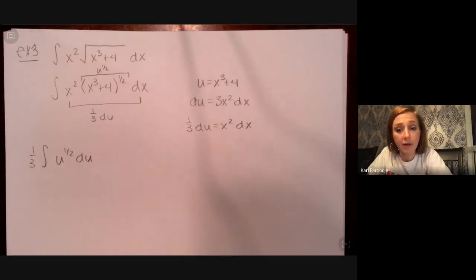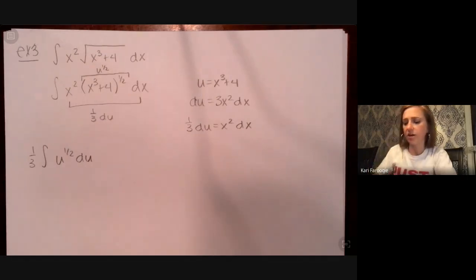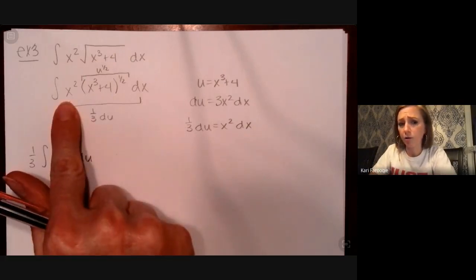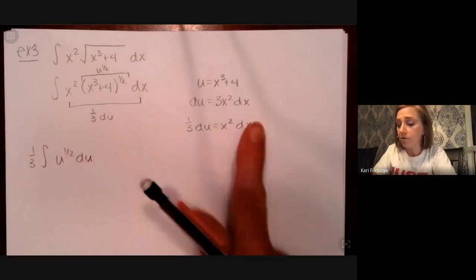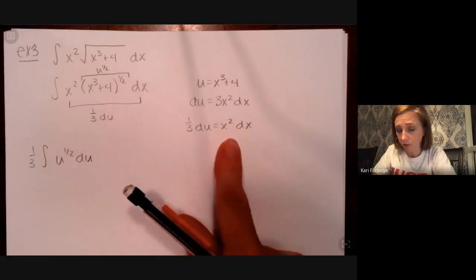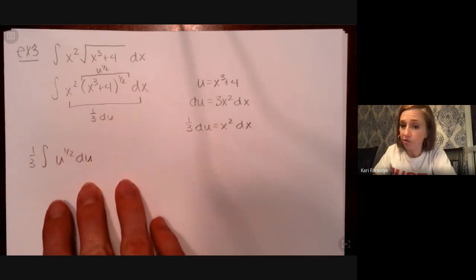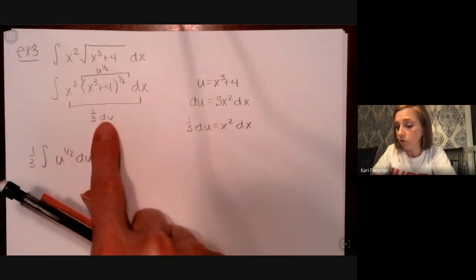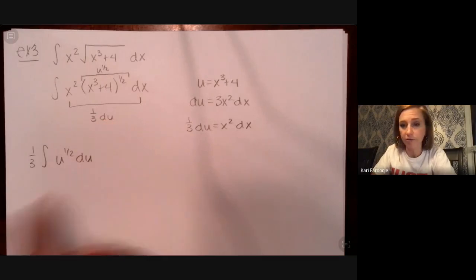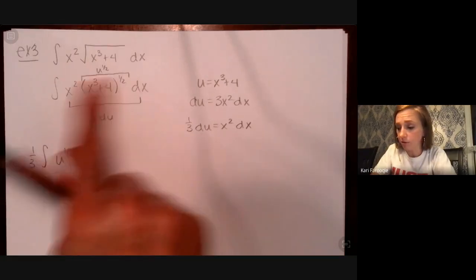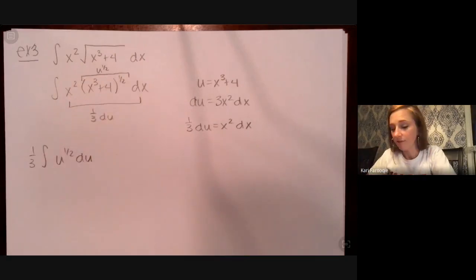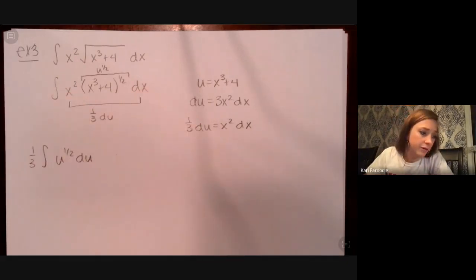Now, sometimes this bothers students when they notice, wait a second, I had an x squared. What happened to it? Remember, that's part of your du here, your 1/3 du. So I know it seems like you lost something, but you really didn't lose anything. Everything is covered. You have a 1/3 du, and then you have a u to the 1/2. It's all accounted for. I realize it can seem upsetting that you're losing a variable factor, but you didn't. It's covered.